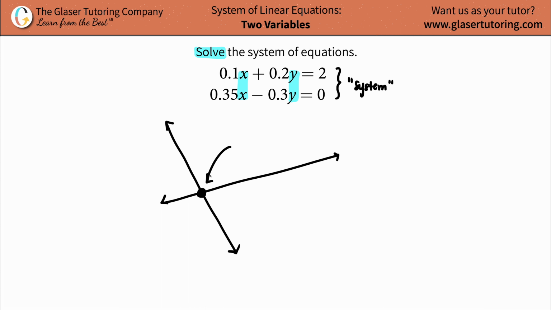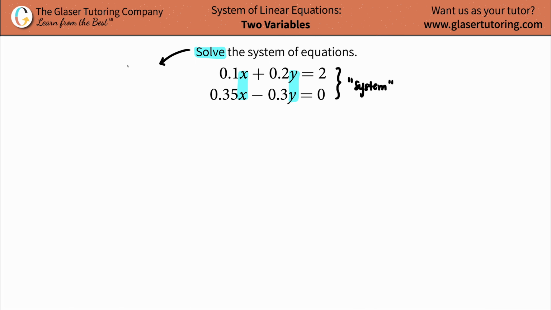It's the only point, right? Because they're linear lines, they're straight lines. So if they're different lines, there will only be one point where they cross paths. That's what you're trying to solve for. So we're trying to solve for the x and the y value. So we're trying to find out the x value, comma, the y value.